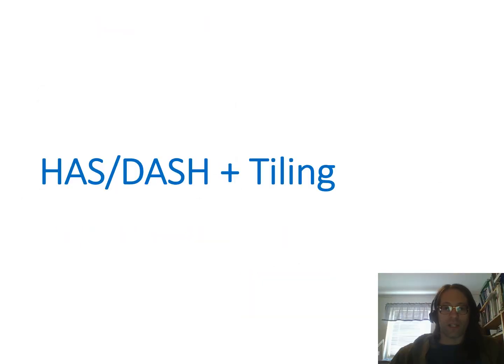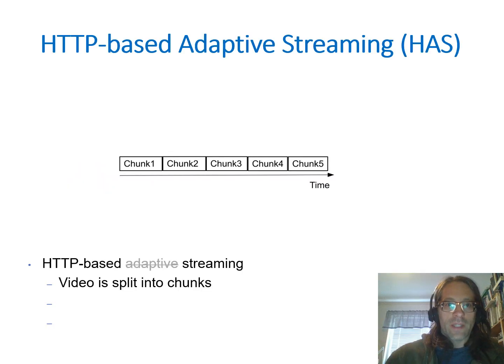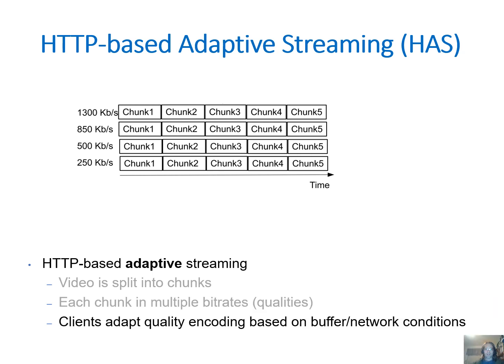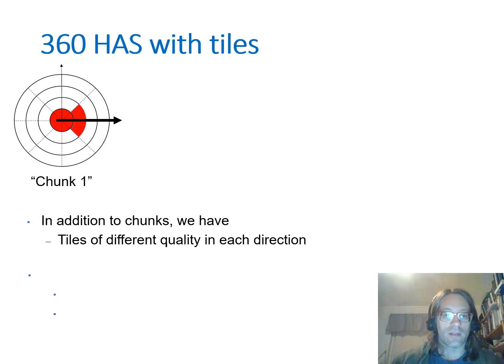One way of doing that is with the help of DASH and tiling. With HTTP adaptive streaming, the video is first split into chunks. Then each chunk is further split into different bit rates. And clients adapt the quality based on current buffer and network conditions. For example, a client might start at the low quality and then increase the quality based on the network conditions that it observes. In the context of 360, we might have something along these lines.